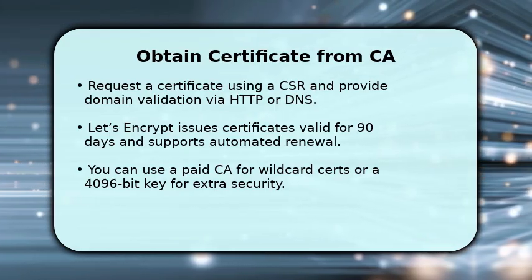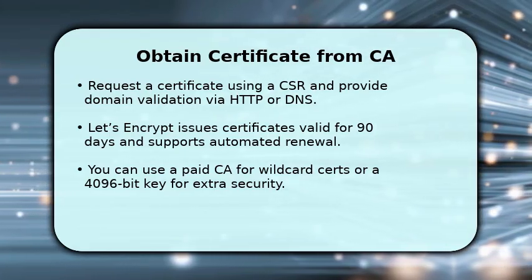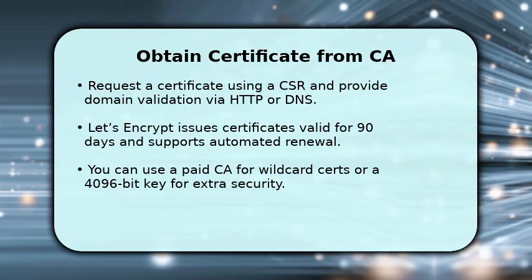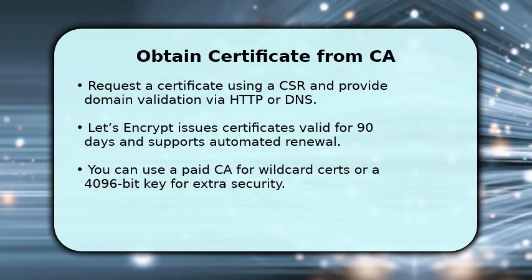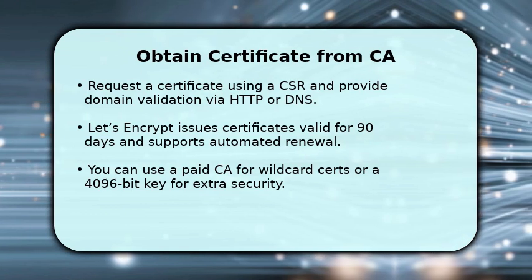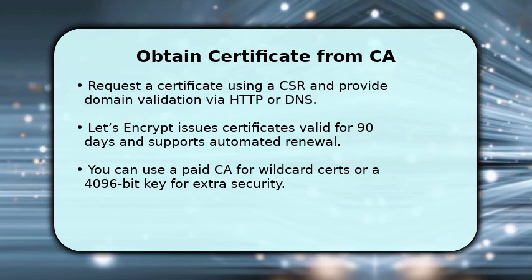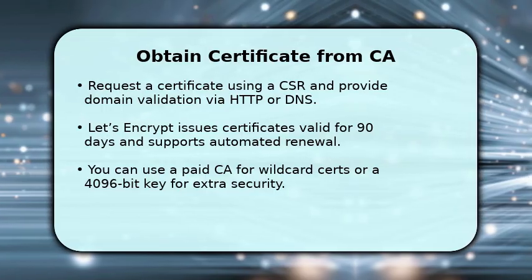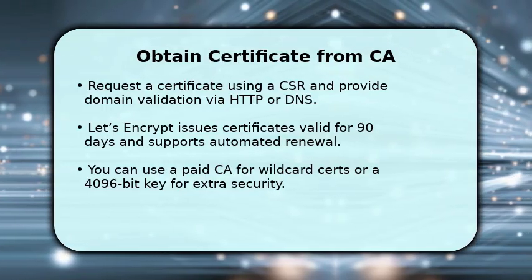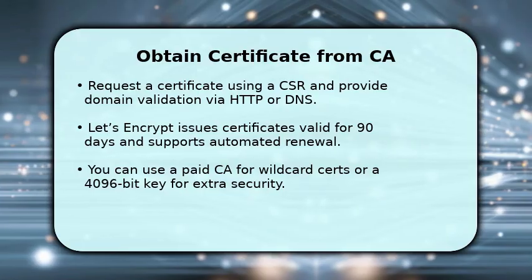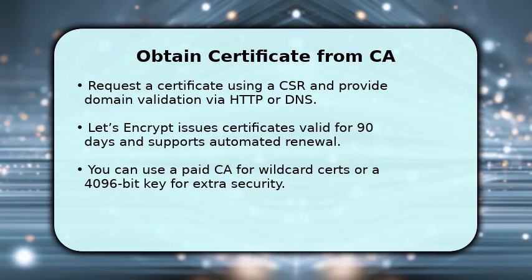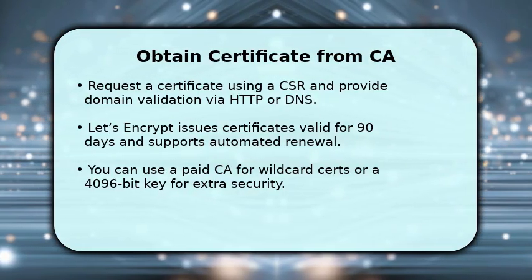For automated free certificates, use Let's Encrypt, which issues a certificate valid for 90 days and supports renewal automation. Paid CAs often provide extended validation, wildcard support, and longer validity periods. If you require extra strength, request a 4096-bit key, but understand that it increases CPU usage for handshakes.